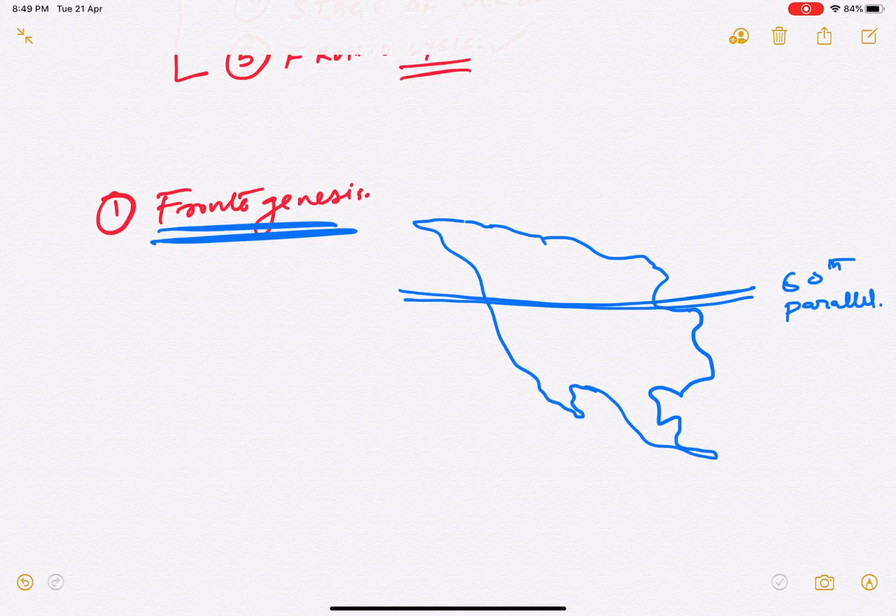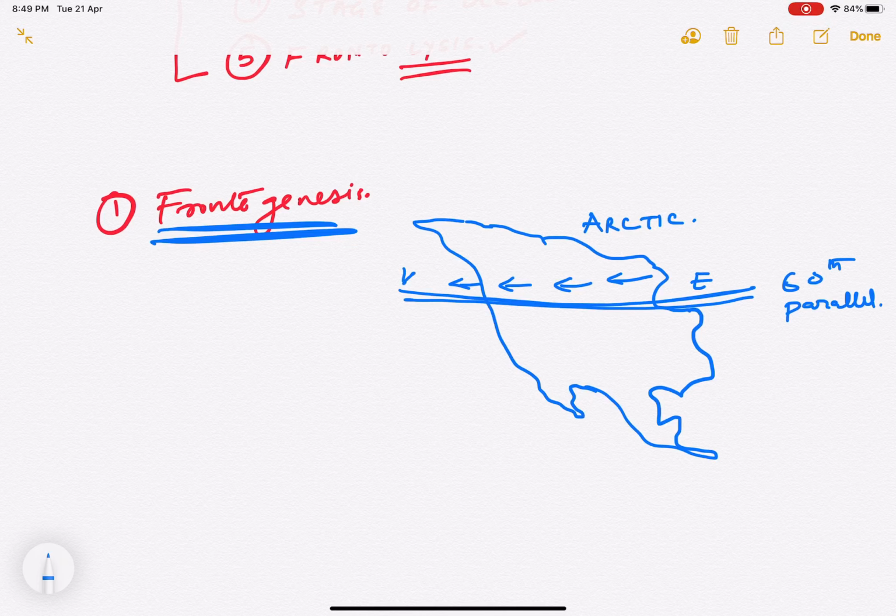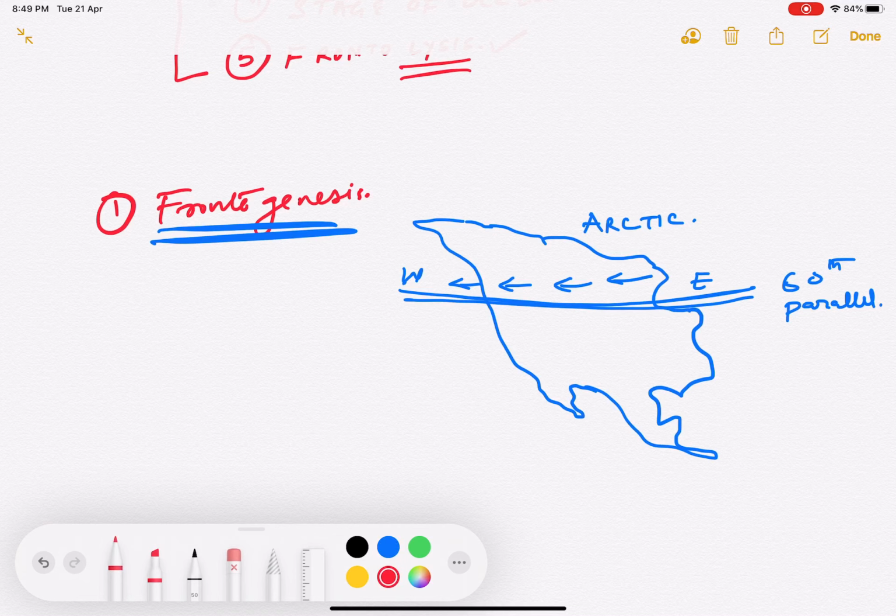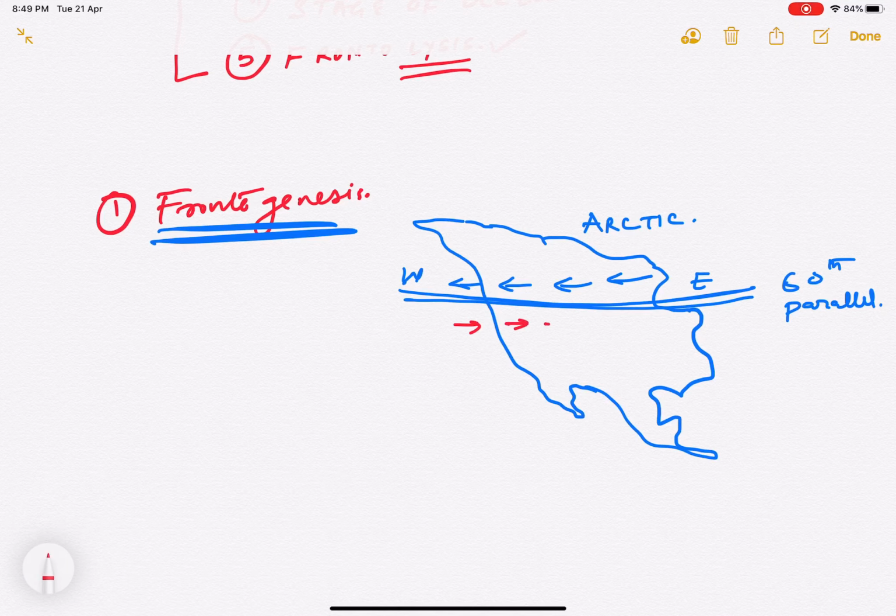Now, what happens in this latitude is that there is the cold air mass over here. Why? Arctic. And then there is warm air mass over here. Why? The maritime tropical air mass. Now look at this. This cold air mass over the Arctic makes a movement, similarly there is a warm air mass which is moving from west to east.